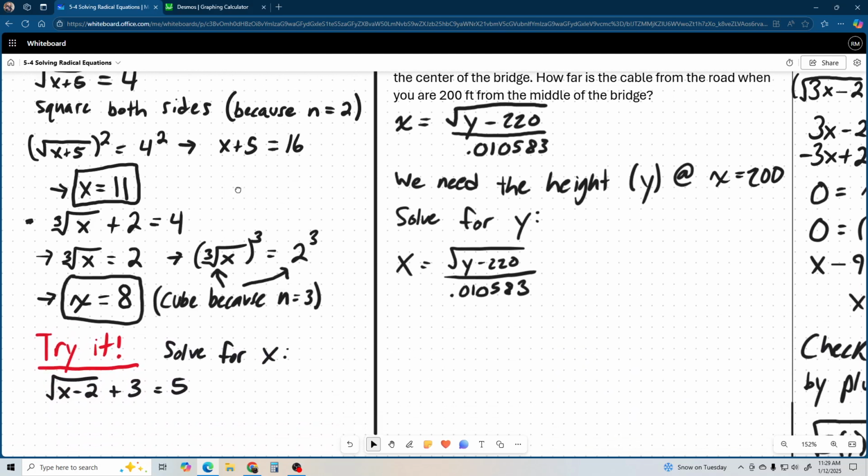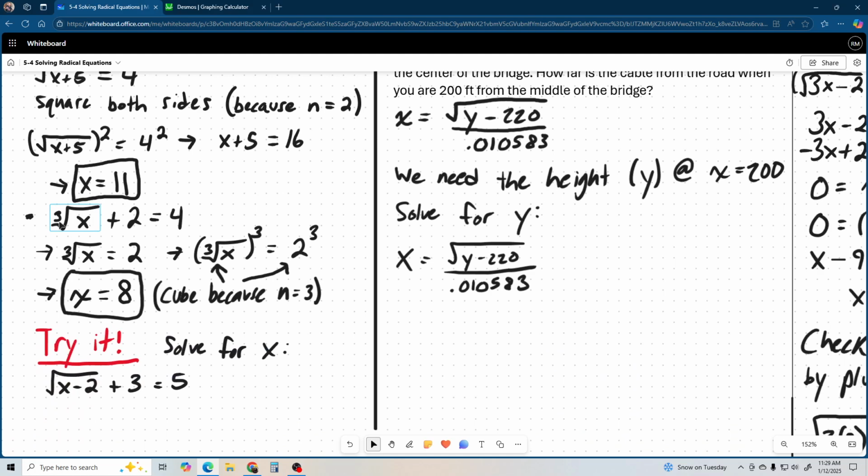All right, so let's do this next one. For this one, we have the cube root of x, plus 2, equals 4. All right, so what are we going to do first? We have to isolate the radical, right? So we have plus 2 here. We're going to subtract 2 from each side and get rid of it. So that'll lead to the cube root of x equals 2, right? Because 4 minus 2 is 2.